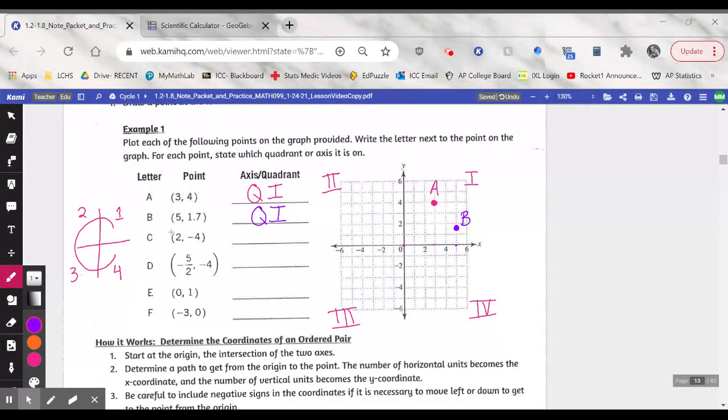For C, we're going to move to the right for the 2 value. So I'm going to start at my origin and go 2 to the right. Now the second number is a -4, so that means I'm going to go down 4. So I end up right here. Label that as C, and we can see that we are in quadrant 4.